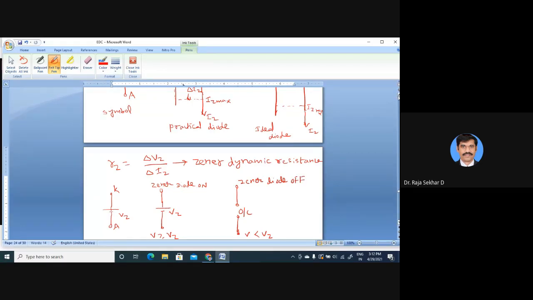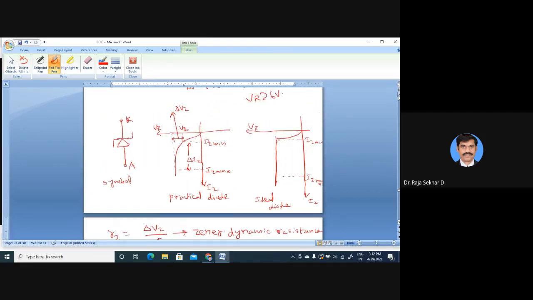See this now. In these characteristics, in this range, when the reverse bias voltage is less than VZ, it is off. It is only in reverse bias. Whereas when VR is greater than VZ, breakdown takes place and then it is on. When it is on, the voltage across the Zener diode is VZ. When VR is less than VZ, it is off, so it is an open circuit.